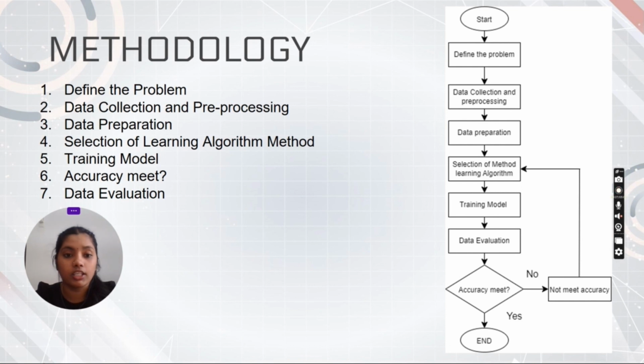The fourth step is selection of the learning algorithm method. Since we are using the SVM, in this section there are four types of kernels we test out, which are linear, polynomial, Gaussian, and sigmoid kernel. The next step is training the model. Then we move on to check whether the accuracy is met. If the accuracy is met, we proceed to the data evaluation, where we learn about the properties of the obtained data set. If the accuracy is not met, it goes back to the first step, which is the selection of the learning algorithm.